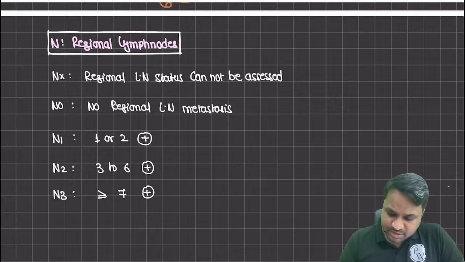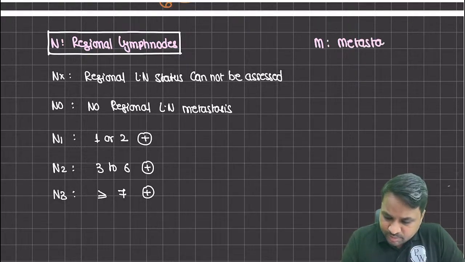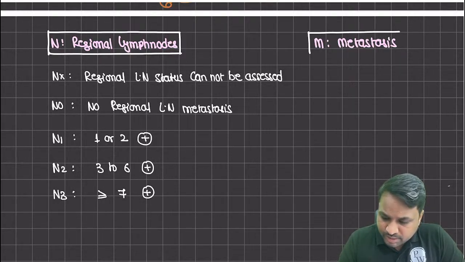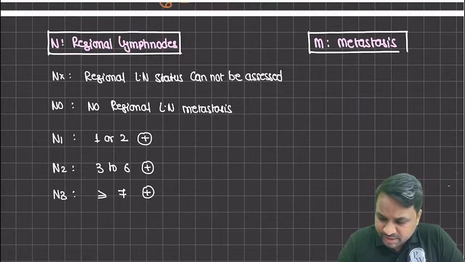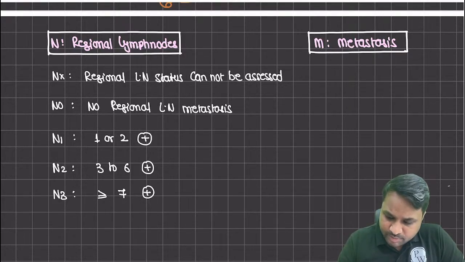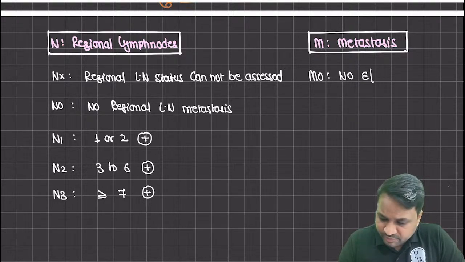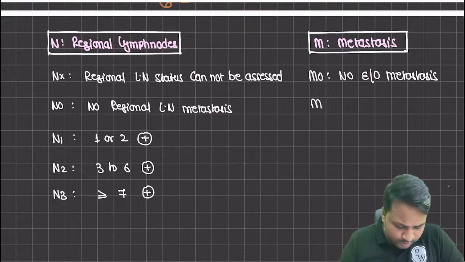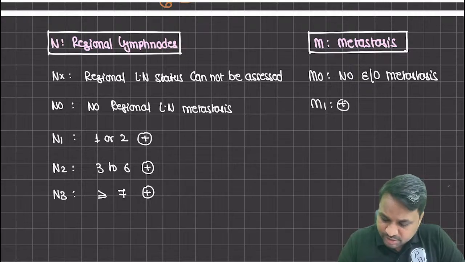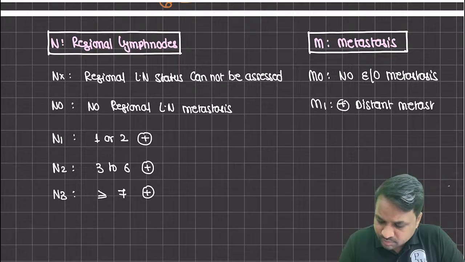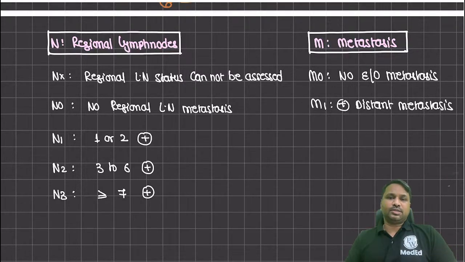Now, obviously, M stands for metastasis. There is no big deal about it. M stands for metastasis, right? Now, in the metastasis, you have two criteria. One is going to be M0. There is no evidence of metastasis. M1, there is presence of distant metastasis, right?